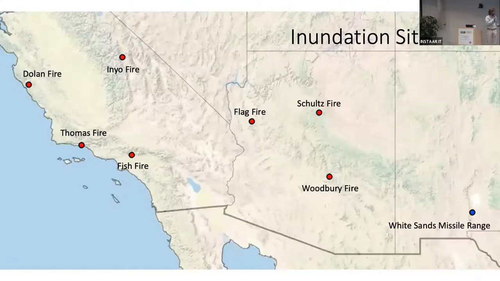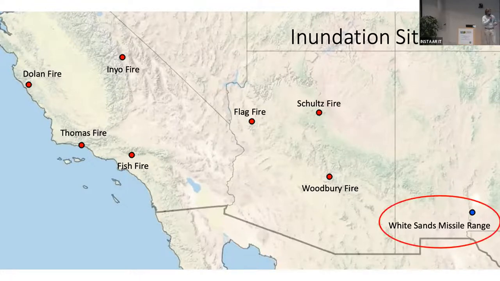And so we are working on building a more comprehensive inundation data set. So currently we have 8 sites at which we have calibrated ProDF. And as we continue to build this data set, we hope to identify which factors are the most important for constraining the flow mobility parameters so that you can use the model in a predictive sense. So we have 7 burned areas, which are shown here across Arizona and California.